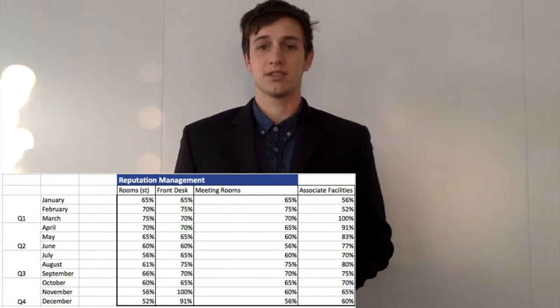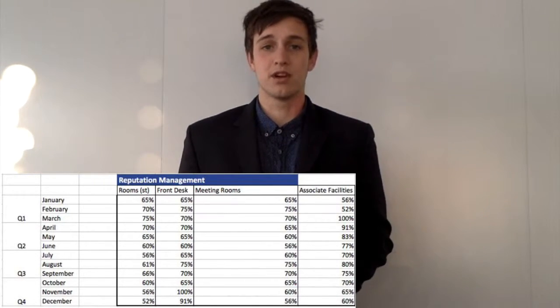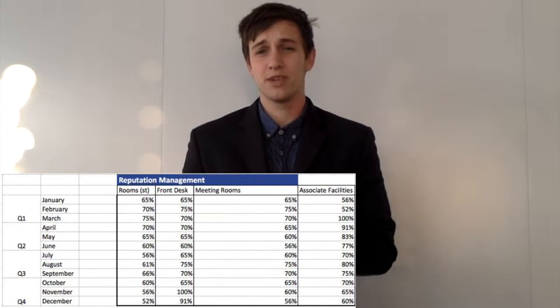The first quarter was the basis for the months to come. In terms of guest satisfaction concerning our facilities, rooms, front desk, meeting rooms, and associate facilities, our clients were not disappointed. However, we didn't reach the expected level of satisfaction. Due to our investments in facilities and refurbishments, our satisfaction increased across the board in the first quarter.